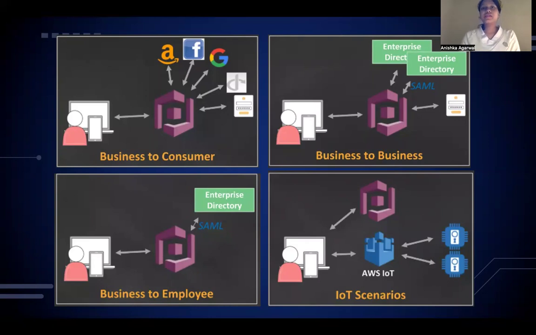Secondly, a company exposes APIs to its business partners for integration purposes. Example, accessing product catalog or inventory data. This is called the business to business scenario, or B2B scenario.